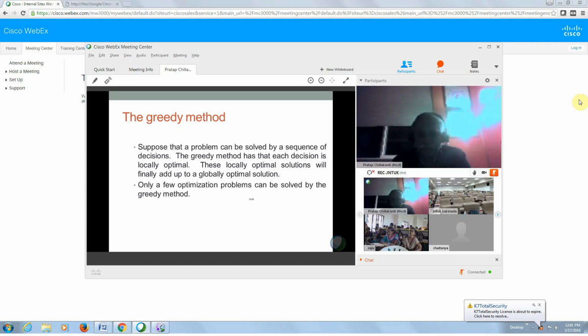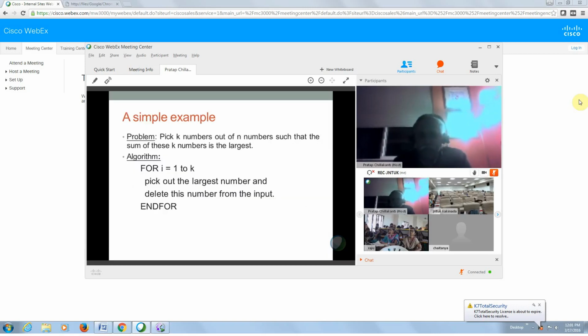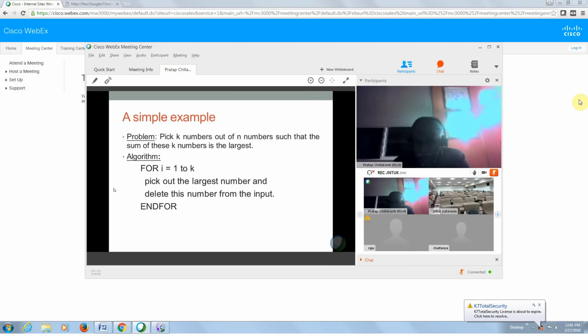Now let's look at behavior. Here is a trivial example. You want to pick k numbers out of n numbers, and you want the sum of those k numbers to be the largest. So for i equal to 1 to k, pick out the largest number and remove it from the input. Then you go again and pick the next largest number. Fairly trivial.